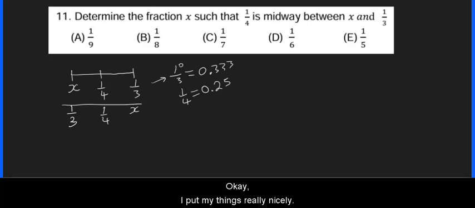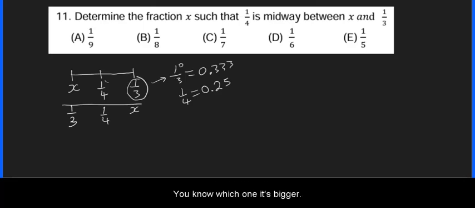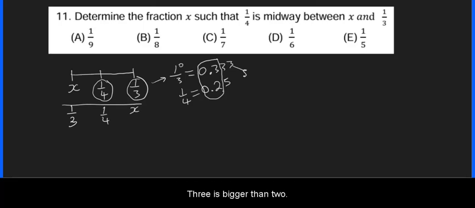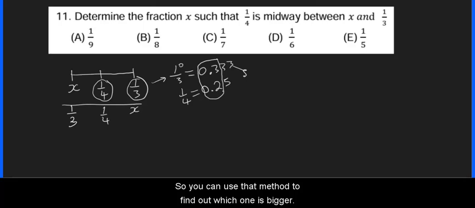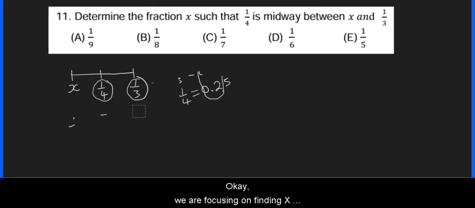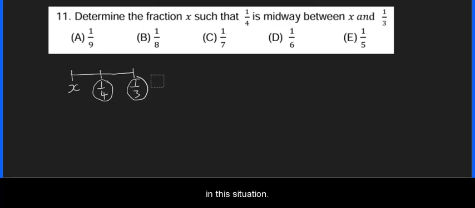I put my things really nicely. If you are not sure which one is bigger, you better use this: this one is bigger than the other one. 3 is bigger than 2. So you can use that method to find out which one is bigger. But this is really not a big issue in this situation. Now I'm going to delete that because that's not what we are focusing on. We are focusing on finding x. Now let's find x quickly.